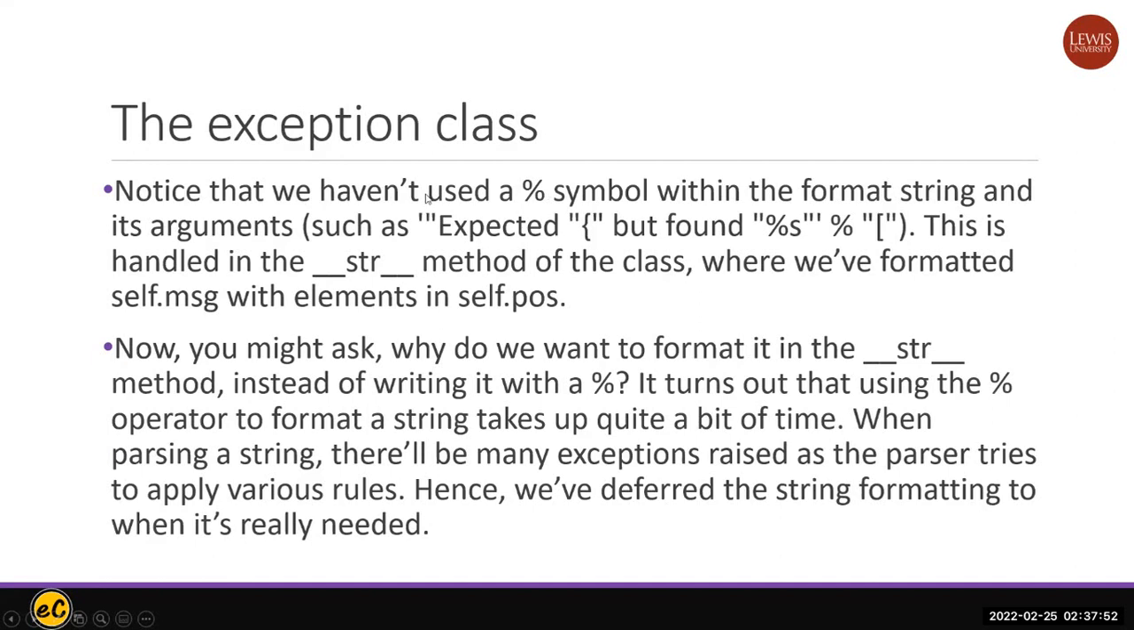Notice that we haven't used a percentage sign with the format string and its argument. This is handled in the string message. String message converts the error message to a string. We have formatted self.message with the elements in self.position. Now you might ask, why do we want to format it in the string format? Because of this, you can replace it with a different bracket or parentheses instead of just being able to report the bracket or curly braces.